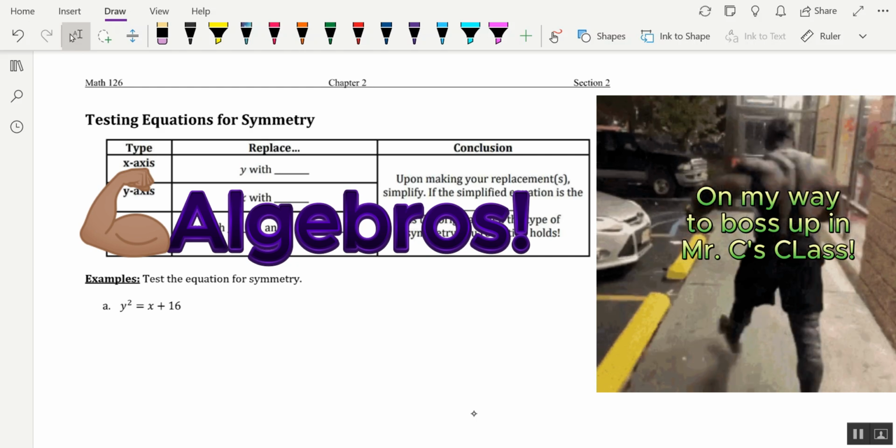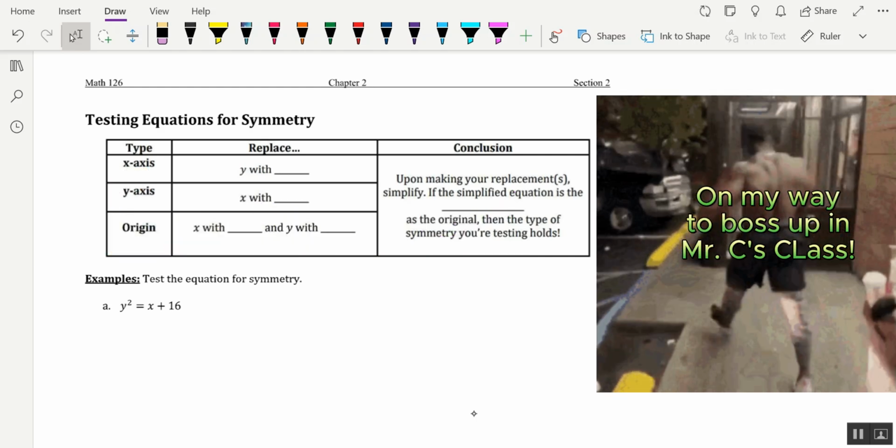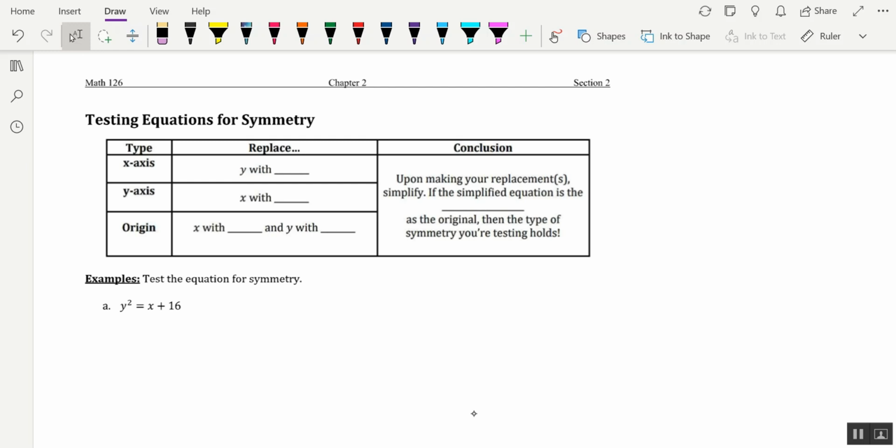In this video, I'm going to show you how to test some equations for symmetry. Alright, let's first go through this table. The first type of symmetry we're going to discuss is x-axis symmetry. As it says here, we're going to replace y, and let's fill this in together, with negative y.